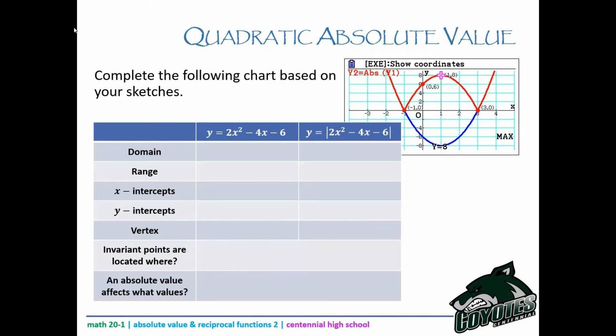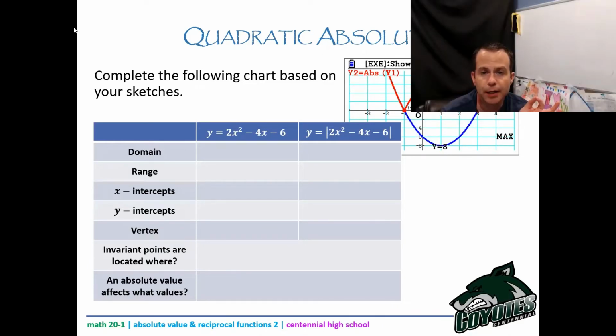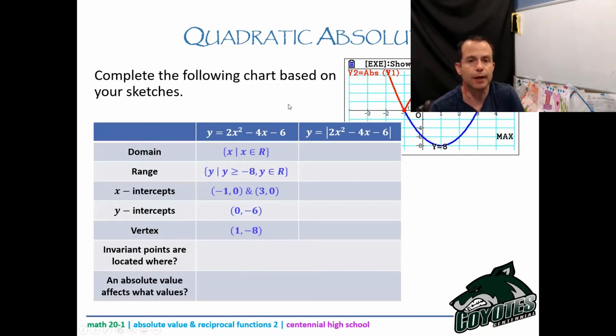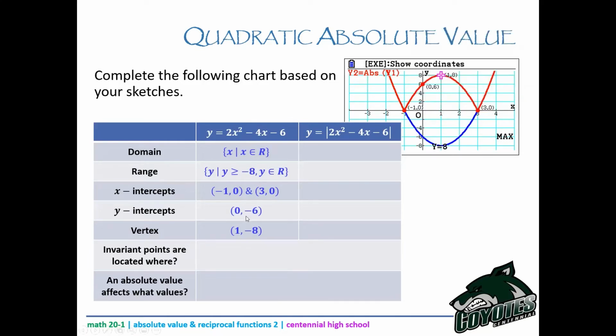Okay, so I have a domain that was real for the blue graph. The range would have been greater than or equal to -8. I have x-intercepts at -1 and at 3, and a y-intercept at (0, -6). Then the vertex was at (1, -8). So that is all the information for the blue graph, okay? Again, I'll hide myself for a second just so that you can verify that information is all correct. Now we're going to do the same thing for the absolute value graph, which is the red graph.